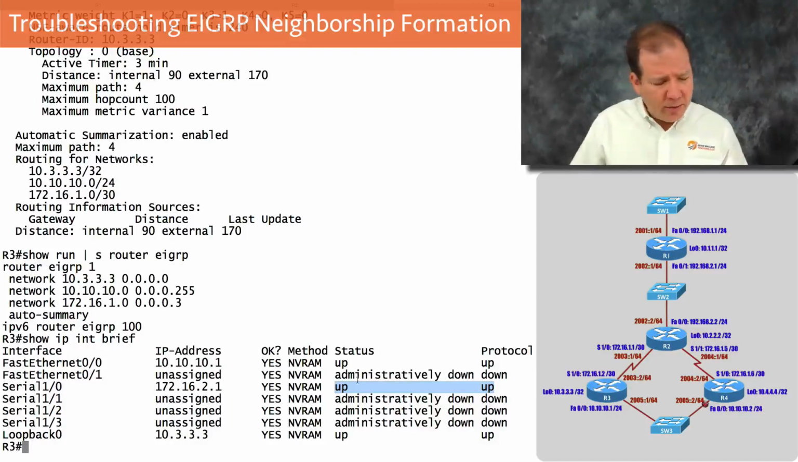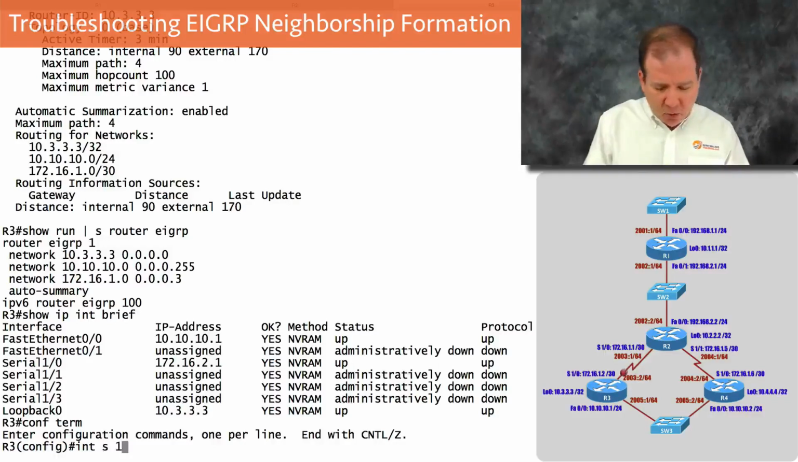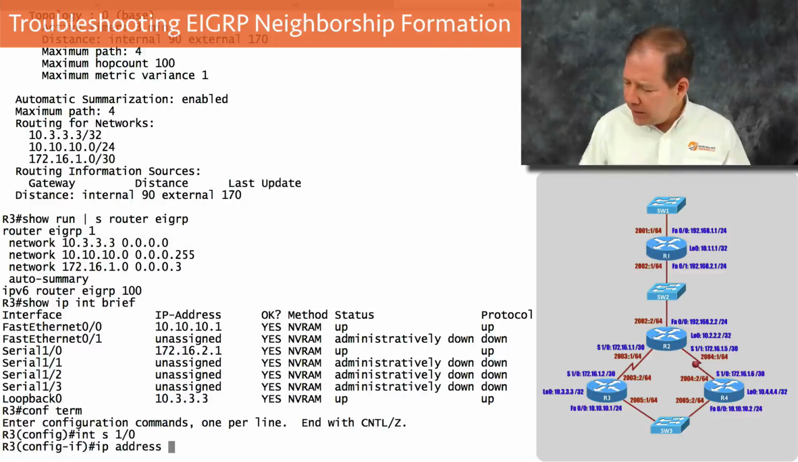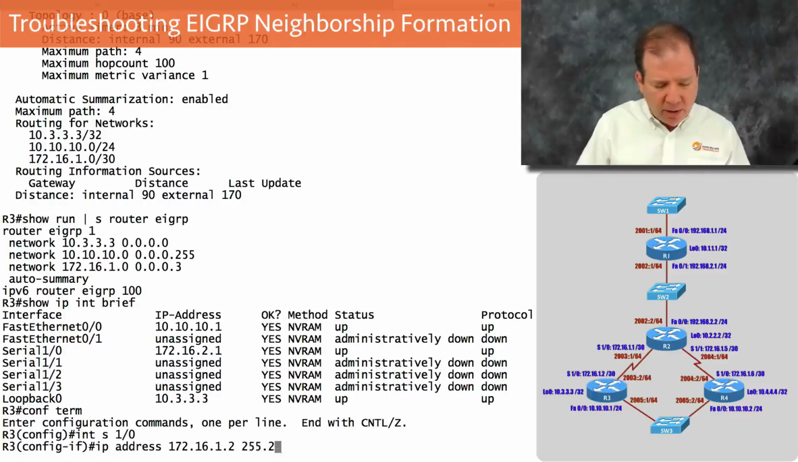Did you notice the IP address of this interface? It looks like I may have transposed the last two octets. According to our topology, the IP address for this interface should be 172.16.1.2, and now it's 2.1. I think we've got a wrong IP address. And if the IP addresses on the interfaces on each end of a link aren't in the same subnet, we're not going to form an EIGRP neighborship. Let's fix that. Let's go into interface serial 1/0, and we'll say IP address. The IP address should be 172.16.1.2, and we've got a 30-bit subnet mask.